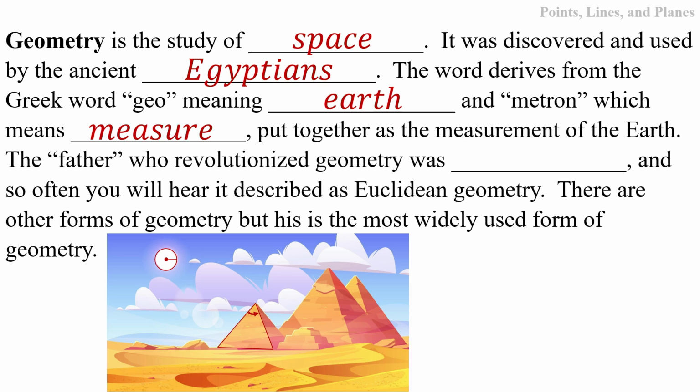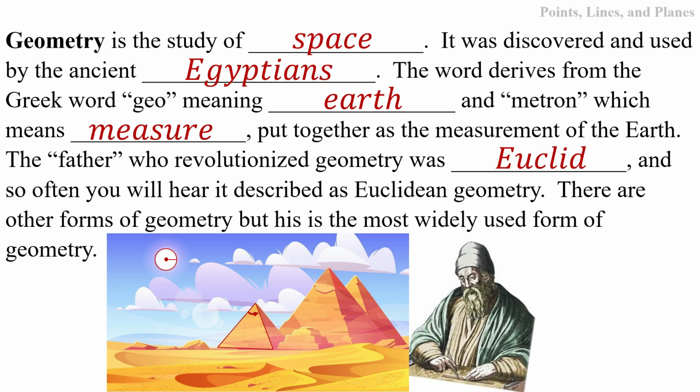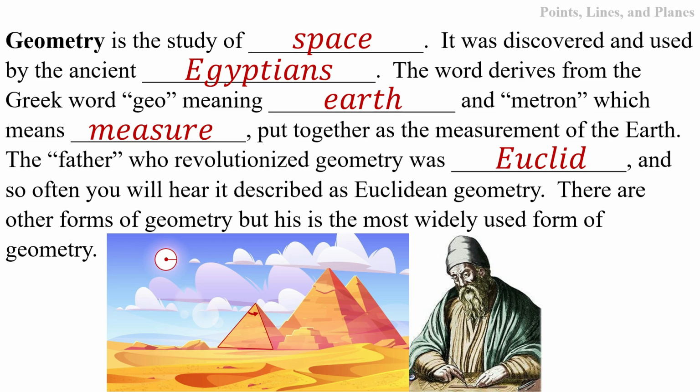So the father who revolutionized geometry was a man named Euclid. And there's a picture of him right there. He was born a long, long time ago. And so the geometry that we're going to study is also sometimes called Euclidean geometry. There are other types of geometry, but we're not going to get into those. The ones you're going to see here and this whole year are going to be Euclidean geometry.